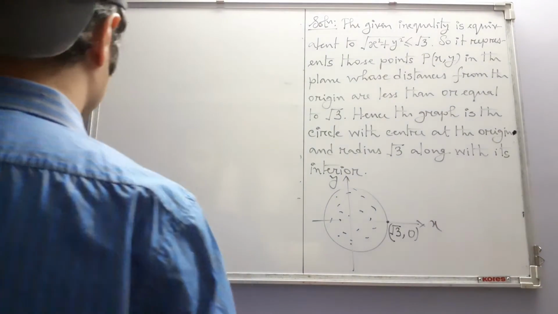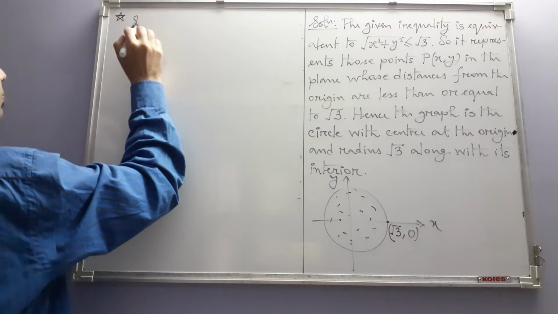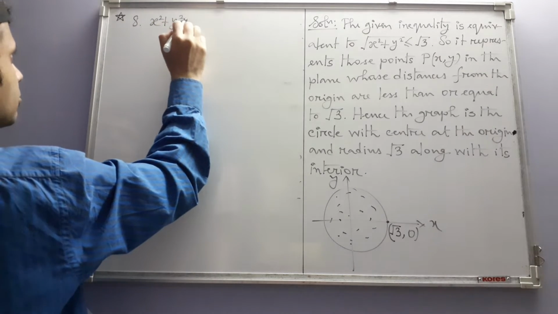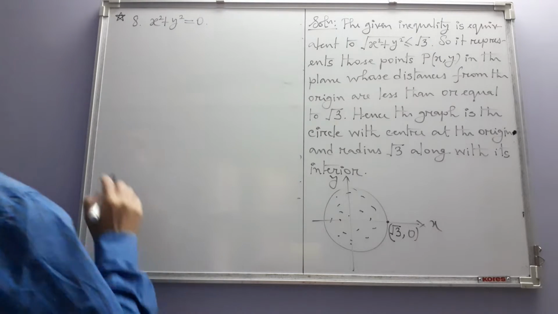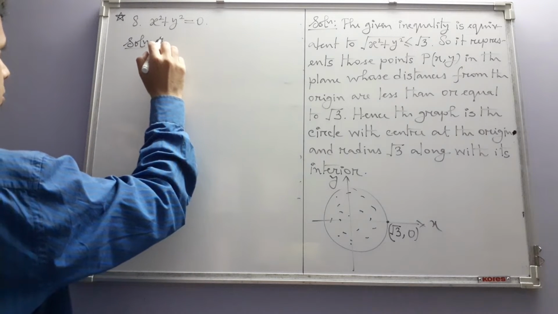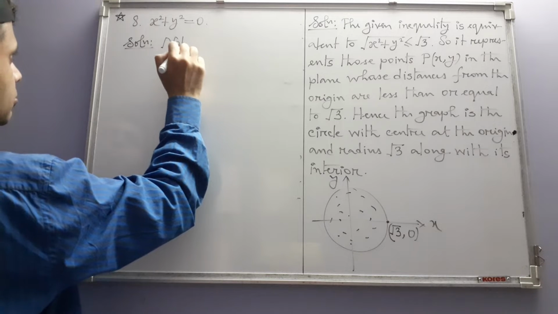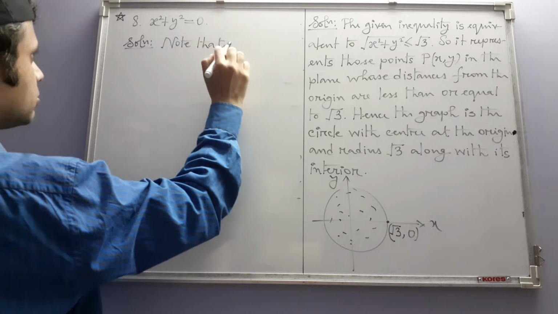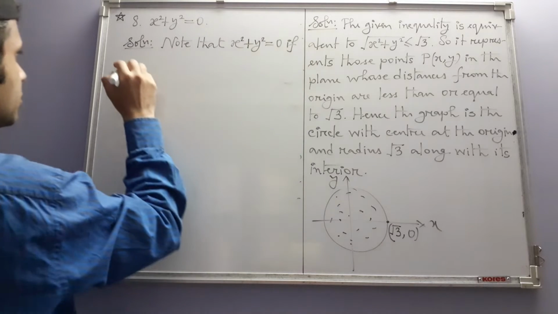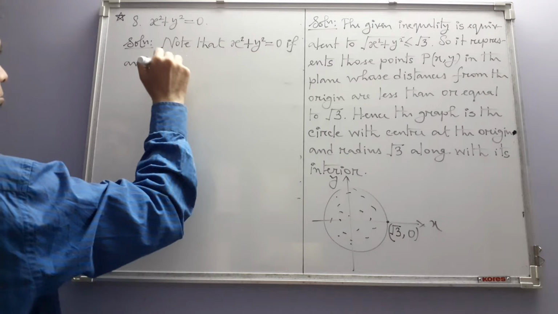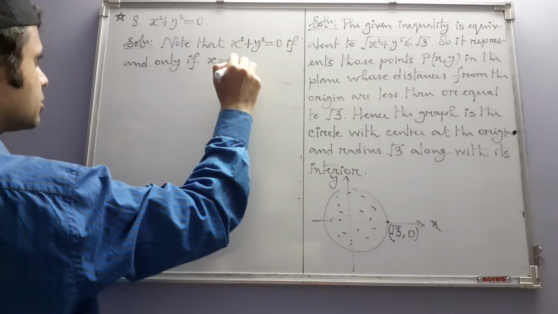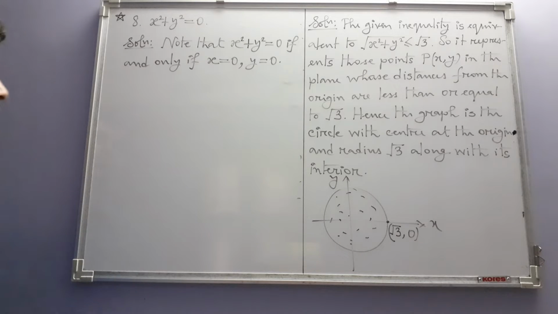Then 8. The 8th one is somewhat interesting. x square plus y square equal to 0. x square plus y square is equal to 0 if and only if x equal to 0 and y is equal to 0.